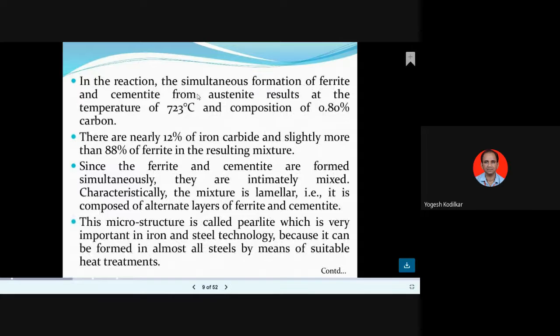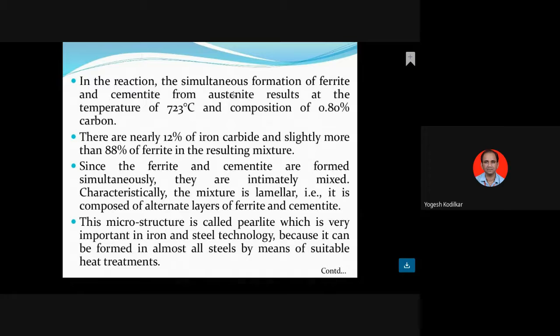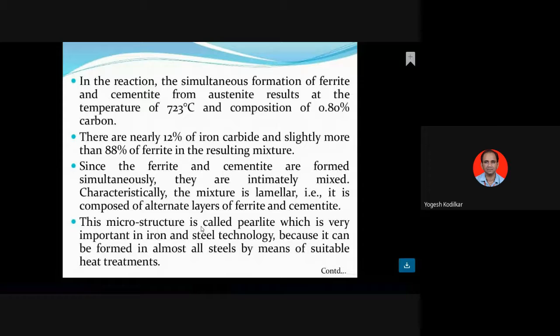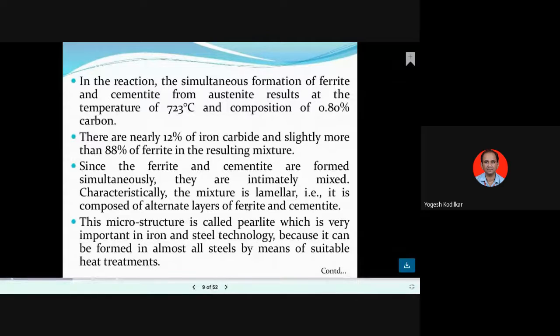In the eutectoid reaction, the simultaneous formation of ferrite and cementite from austenite results at the temperature of 727 degrees Celsius and composition of 0.80% carbon. There is nearly 12% of iron carbide and slightly more than 88% of ferrite in the mixture. Since the ferrite and cementite form simultaneously, they are intimately mixed. Characteristically, the mixture is lamellar and it is composed of alternate layers of ferrite and cementite.